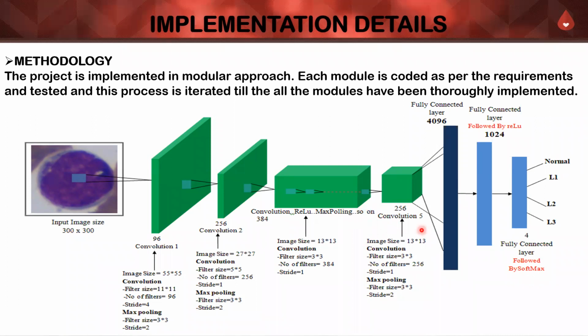Then the fully connected layer. Here all the inputs from one layer are connected to every activation unit of the next layer to detect the stage of leukemia cancer. After the CNN methodology, we will come up with the stage of leukemia, which is either L1, L2, or L3.